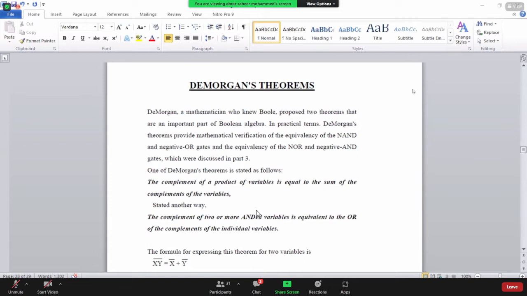One of De Morgan's theorems is that the complement of the product of variables is equal to the sum of the complements of the variables. That can be written by the formula: xy bar is equal to x bar plus y bar. It can be stated in another way: the complement of two or more ANDed variables is equal to the OR of the complements of the individual variables. So xy bar is equal to what? X bar plus y bar.